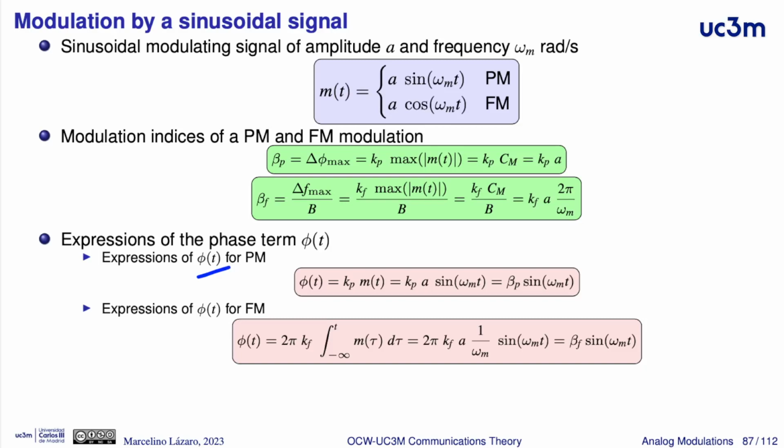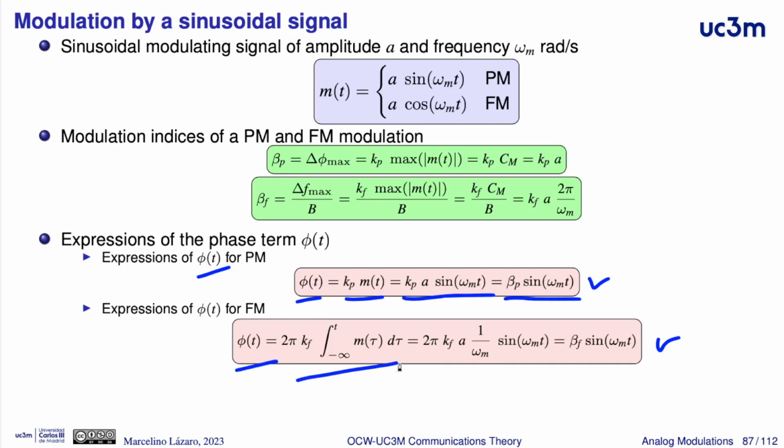Now, when we include these expressions in the definition of the term phi of t in the angle of the modulated signal, we have a common representation for both the phase and the frequency modulation. For the phase modulation, we have Kp times the modulating signal, and Kp times the modulating signal is equal to Kp times A times the sine, which is equal to the modulation index times sine of the frequency of the modulating signal times t. And the same thing happens for the frequency modulation.